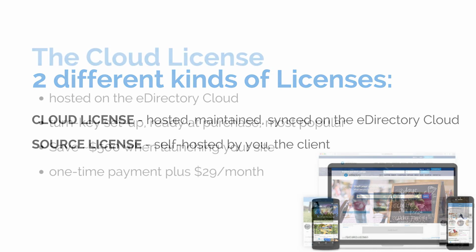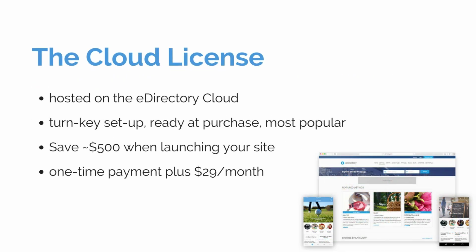So let's begin. For starters, the cloud license at eDirectory is the most popular license type and the best option for long-term projects with serious revenue goals. Most importantly, it provides for the fastest launch possible since we are hosting your site here at eDirectory.com and you can leverage our deep expertise in hosting directory websites. This also means you can get started right away with login credentials shortly after purchase, and it even costs a bit less money up front too.